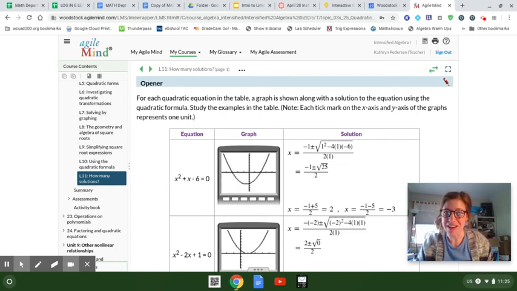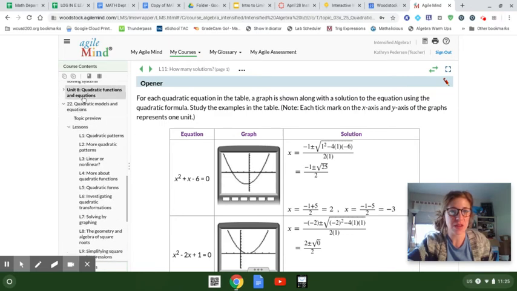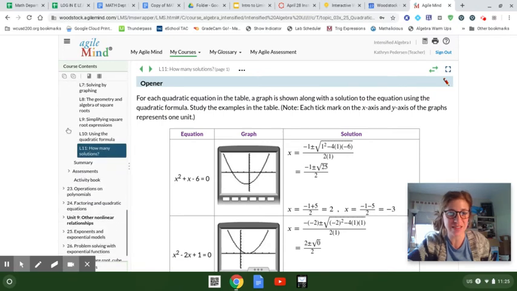We are going to start on page 309 in your workbook. If you want to load Agile Mind online, again, my course is on the top. Unit 8 on the left side, down arrow next to topic 22, down arrow next to lessons. And we're going to go all the way to the very last lesson, lesson number 11. Again, it's page 309 in your book.